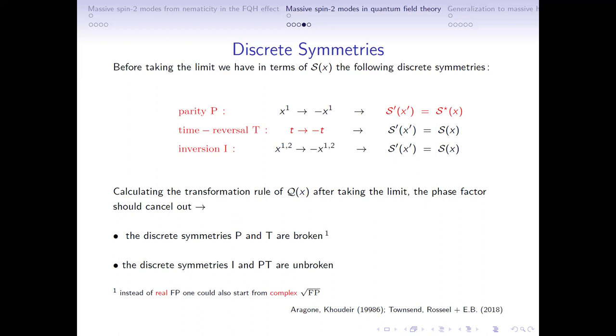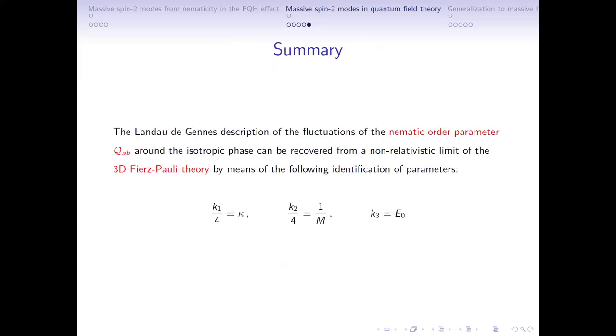So the lesson is that the Landau-de Gennes description of the fluctuations of the metric order parameter Q, symmetric traceless, around the isotropic phase, can be recovered from a non-relativistic limit of the three-dimensional Fierz-Pauli theory. And by the way, both of them contain three parameters. The Landau-de Gennes contained K1, K2, K3, and on the other side we had the gravitational constant in front of the Lagrangian, the mass, and E0, this constant I used when I refined it. So that's the connection, that the two can be obtained in different ways in this simple context.